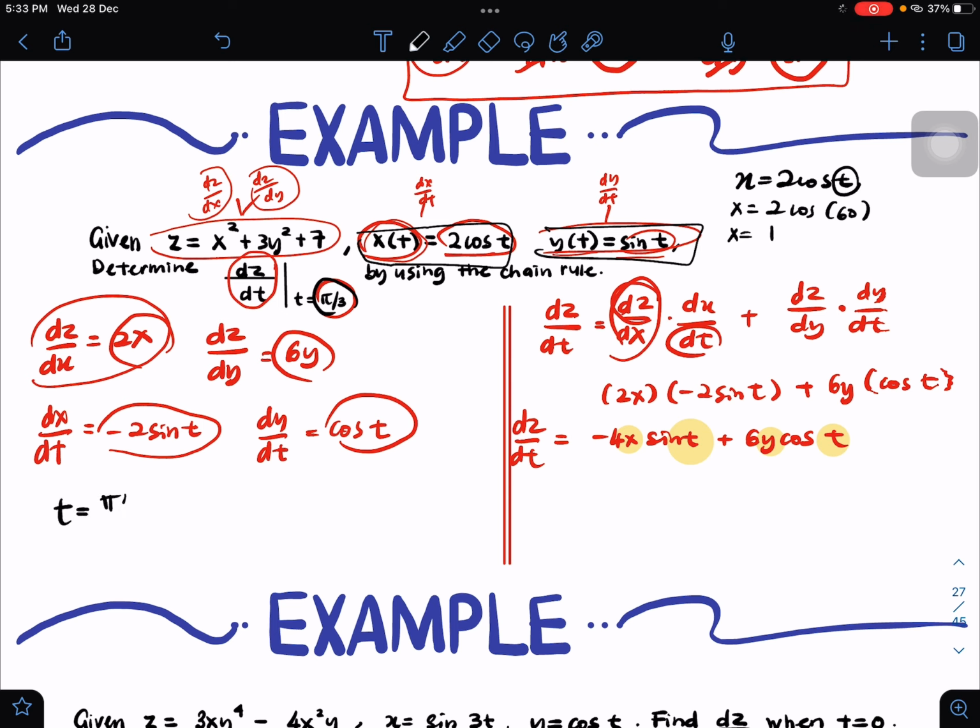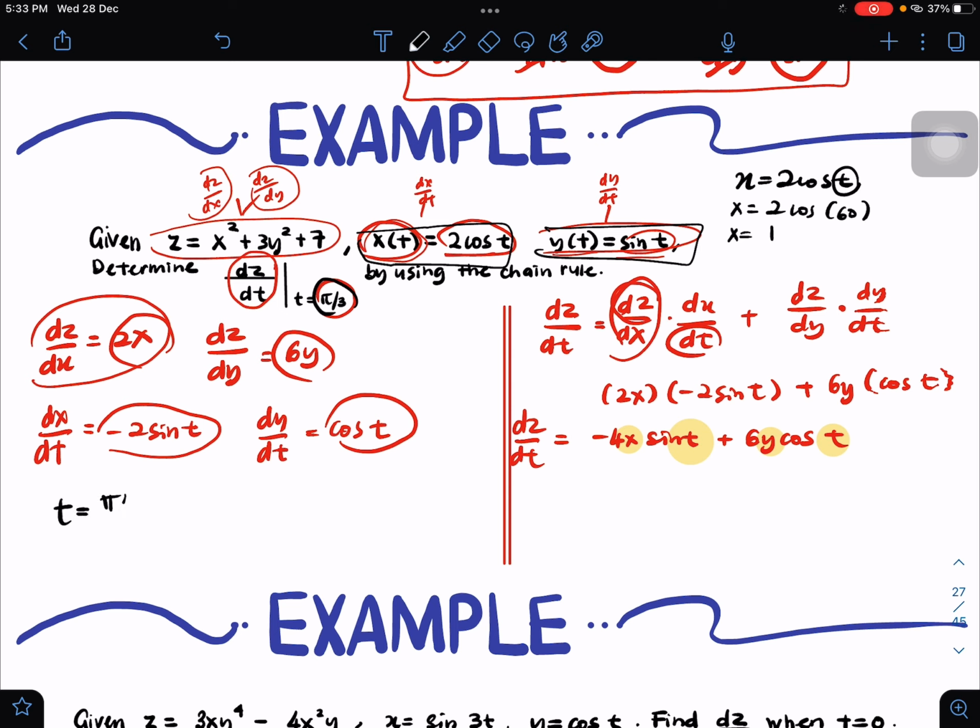So this one uses partial derivatives, but it involves the chain rule formula. Let's see the second example here. Given the function z equals 3xy to the power of 4 minus 4x squared y, where x is sin 3t and y is cos t. The question asks you to find dz/dt, but from z you can only find dz/dx and dz/dy. You cannot find dz/dt, because the function of z here is in terms of x and y.